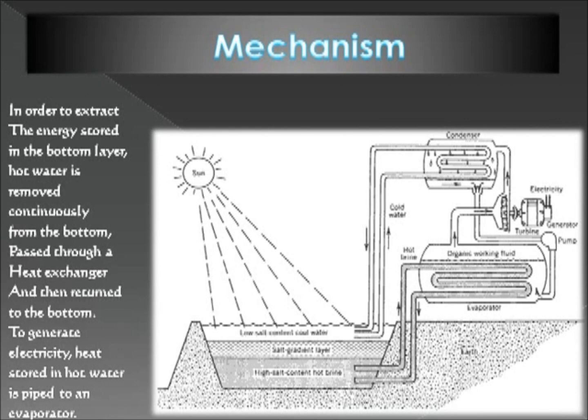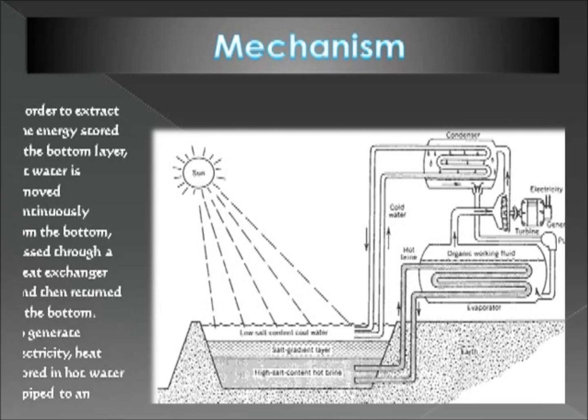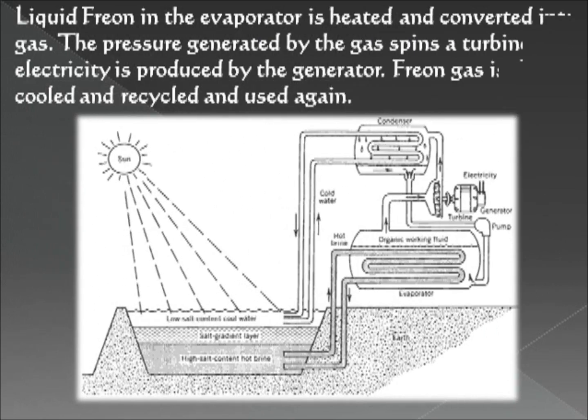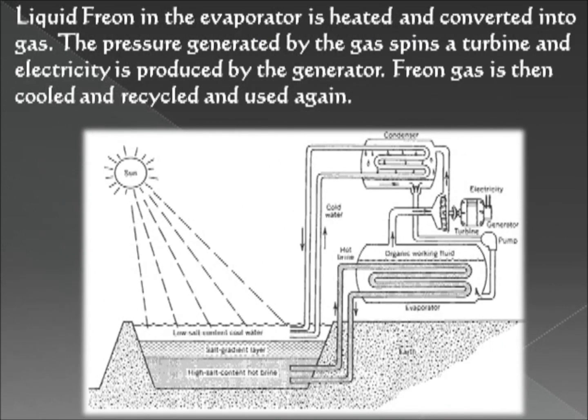Hot water is removed continuously from the bottom, passes through a heat exchanger and then returns to the bottom. Now, to generate electricity, the heat stored in hot water is piped to an evaporator. The organic working fluid used in electricity generation is freon, liquid freon. Liquid freon in the evaporator is heated and converted into gas. The pressure generated by the gas spins the turbine and electricity is produced by the generator. Freon gas is then cooled and recycled for reuse.